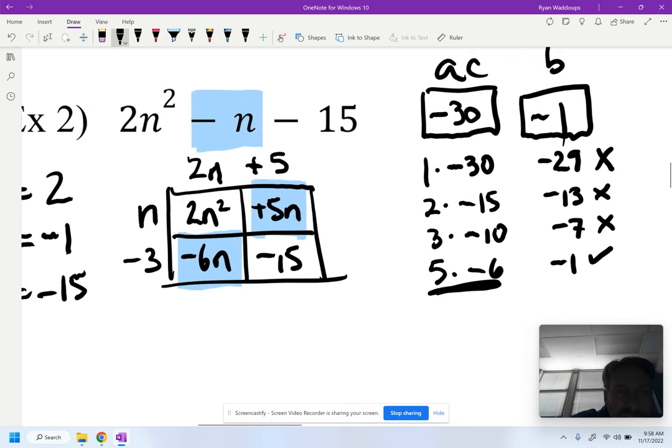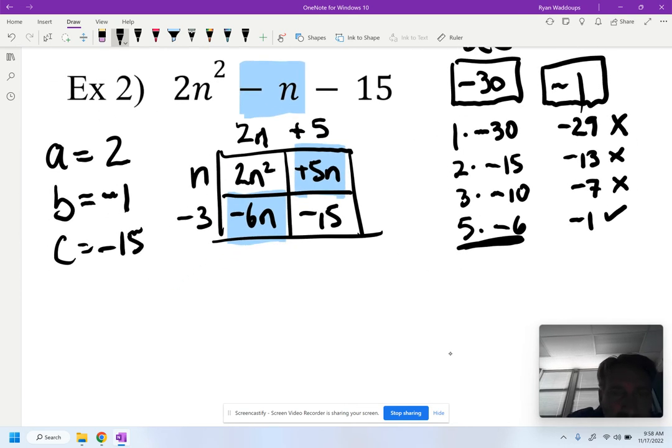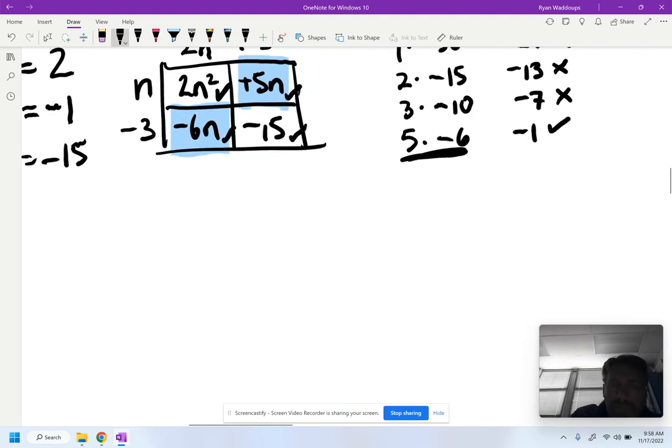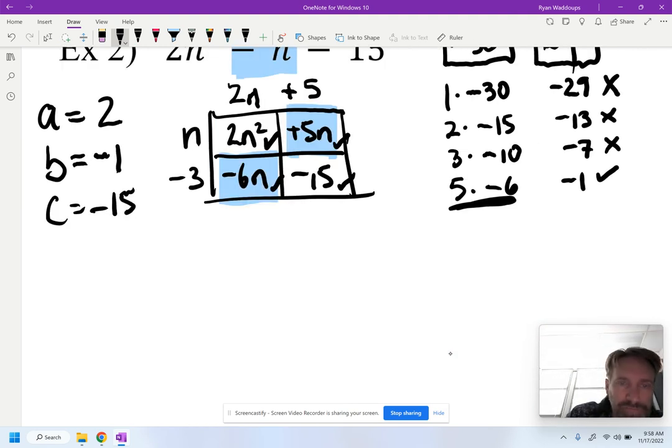But now we're going to check the signs. We're going to check the multiplication. 2n times n is 2n squared. Yes. n times 5 is 5n. Yes. 2n times negative 3 is negative 6n. Yes. And negative 3 times a positive 5 is negative 15. Also yes. So our factors are 2n plus 5 times n minus 3.